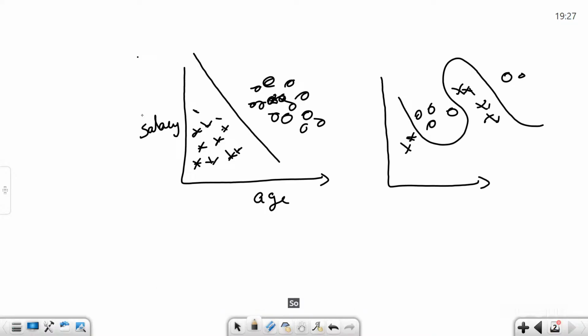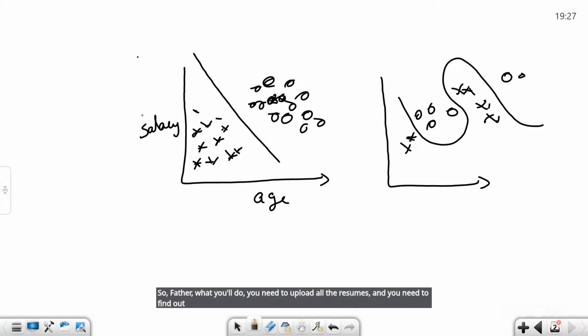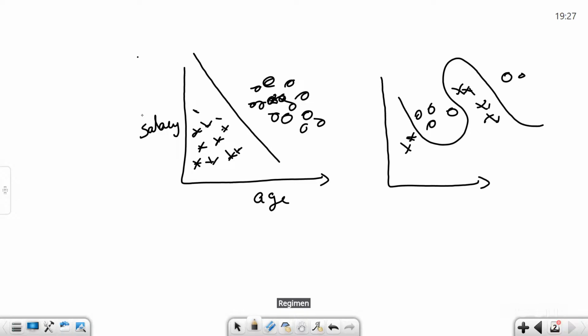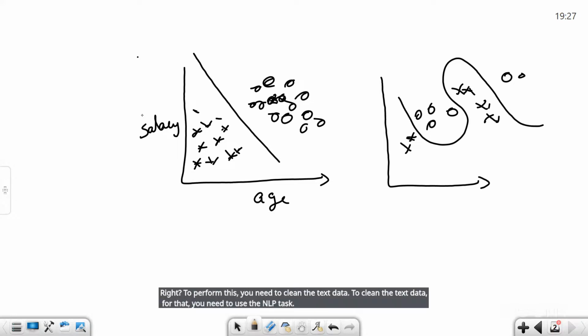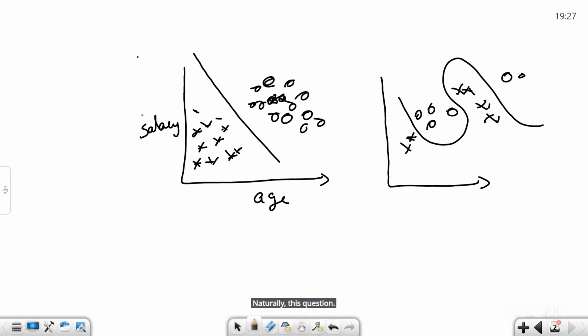So for that, you need to upload all the resumes and find out which is the right resume. You need to process them. A resume is text data, right? To perform this, you need to clean the text data using NLP, natural language processing methods, and then identify matching skills. For that, you are going to use neural networks.